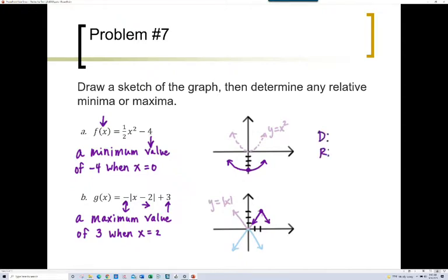All right, let me ask you another question while we're here. What if I said find the domain and range for each of these? Now on the first one, notice we're looking at the purple graph there. It goes forever left and forever right, so the domain is all real numbers.